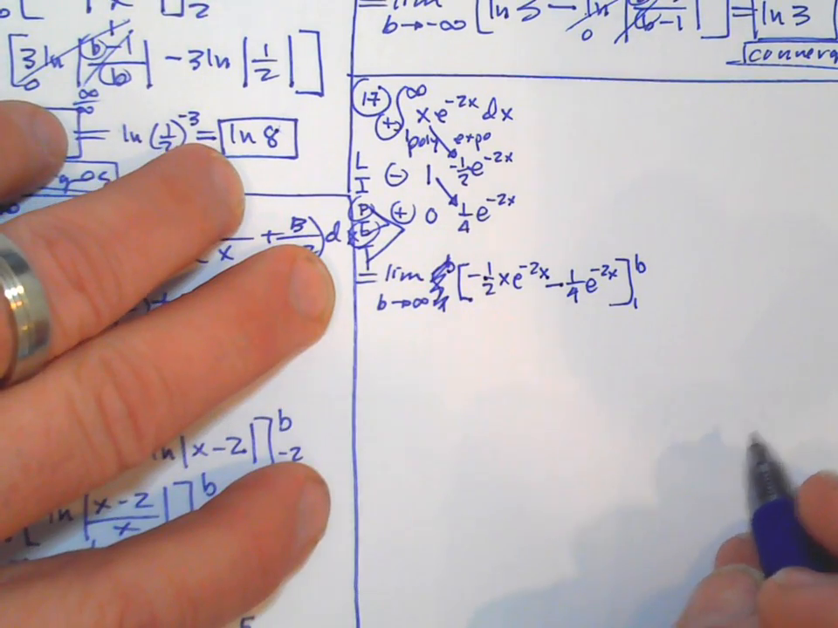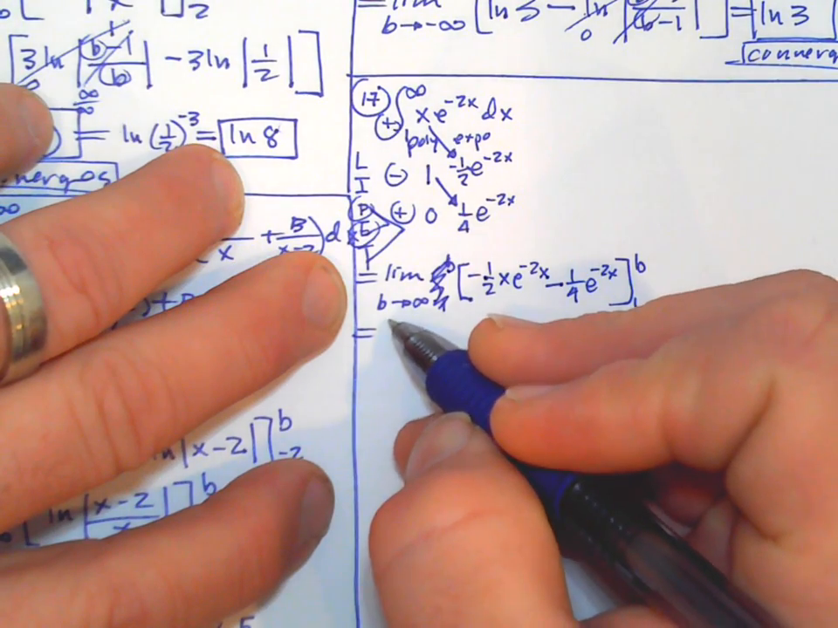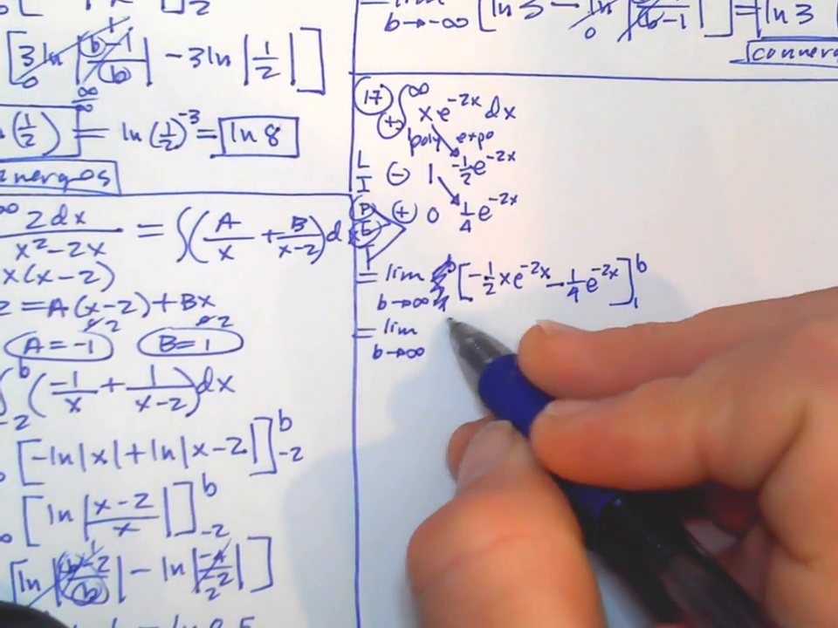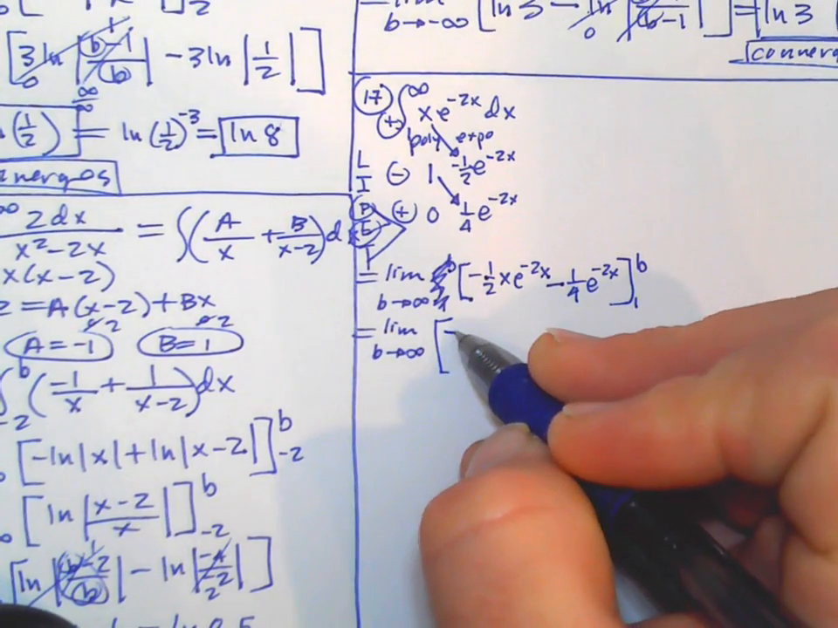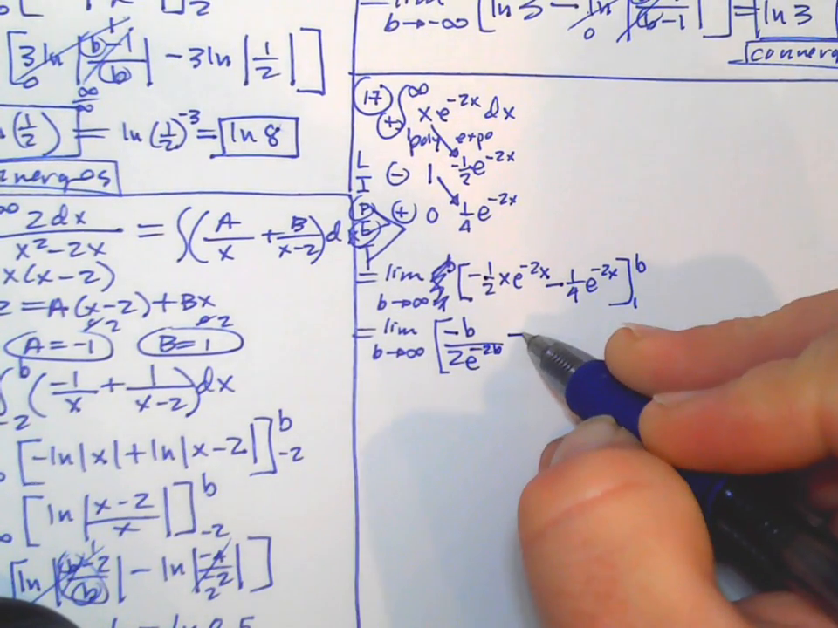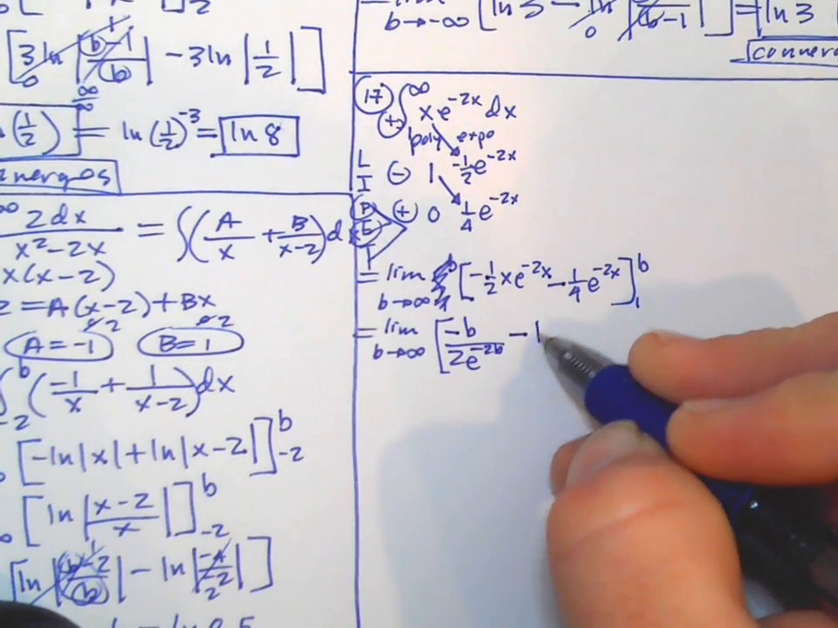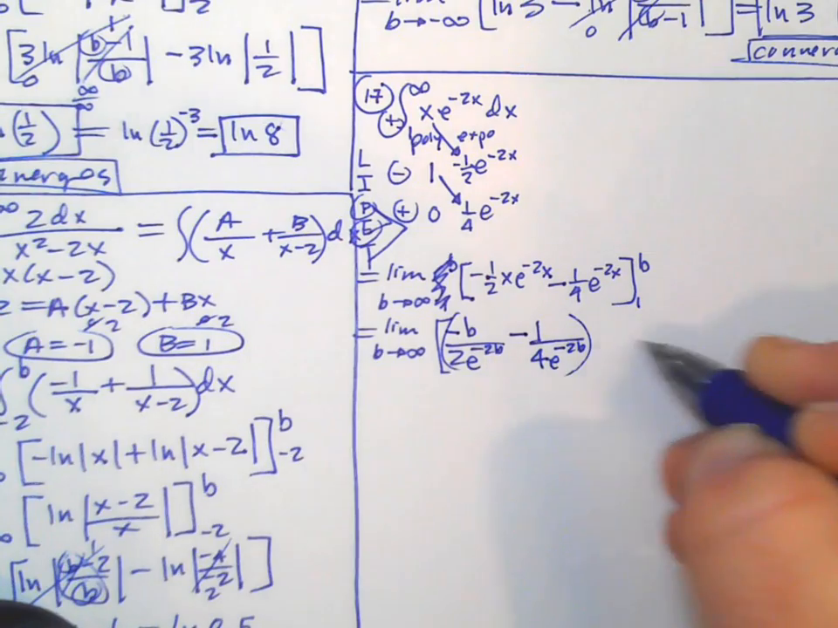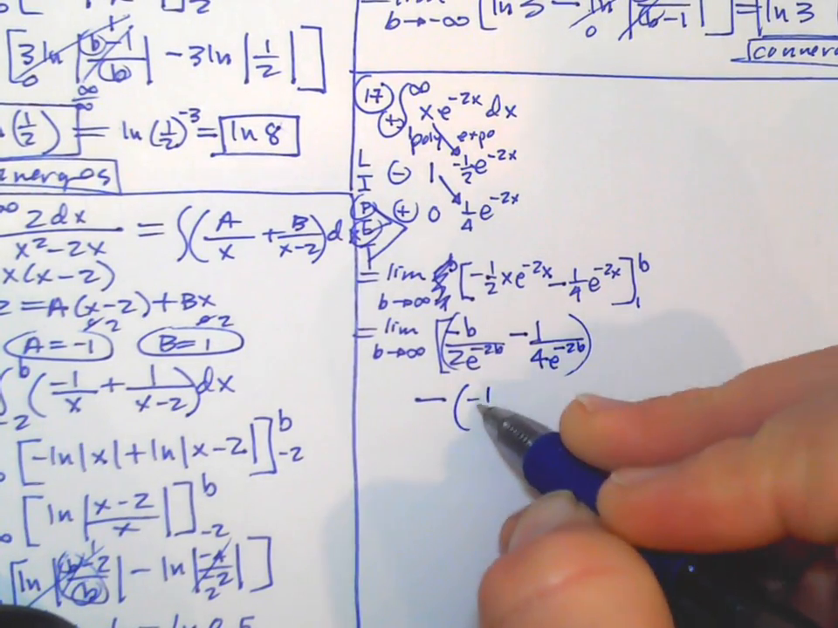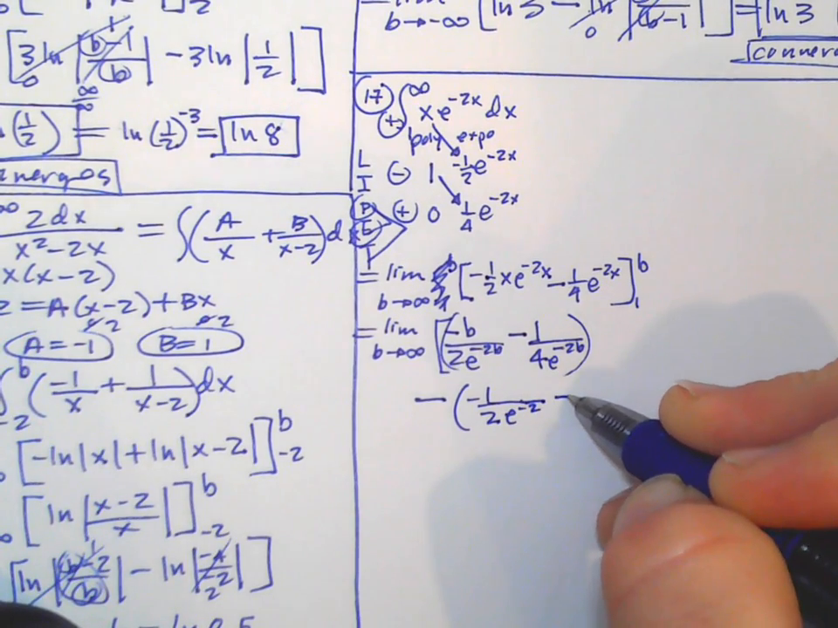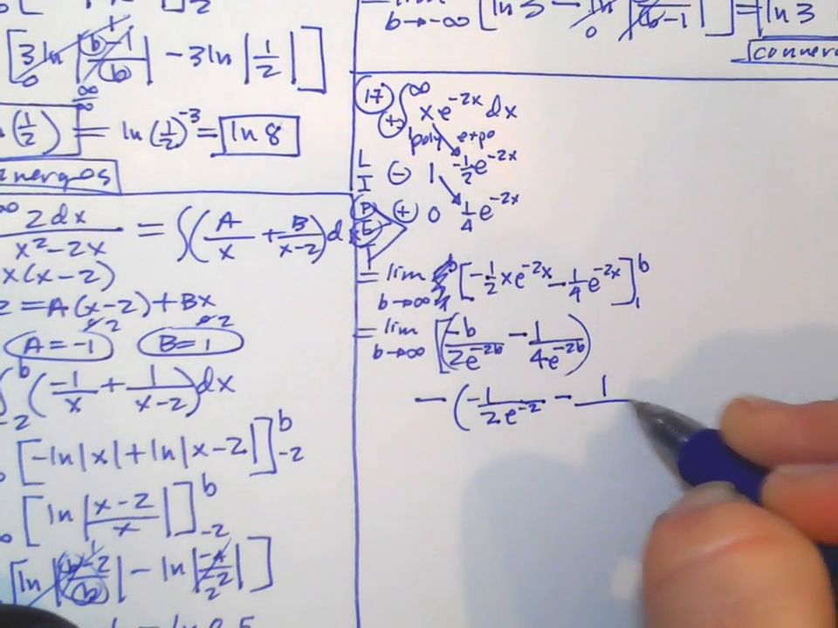Now, I'm going to rewrite it. I'm going to plug limits in, but I'm going to write the negative exponents as positive exponents. So this is going to be negative b over 2e to the 2b minus, I got to put b in here too, 1 over 4 e to the 2b. And then you got to subtract, you got to plug in 1, it's going to be negative 1/2 e to the negative 2 minus 1 over 4 e to the negative 2.